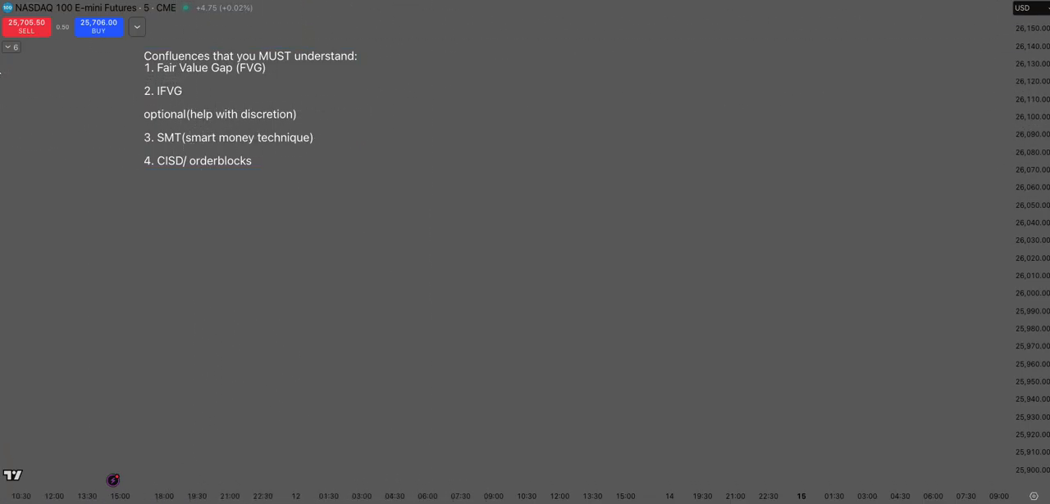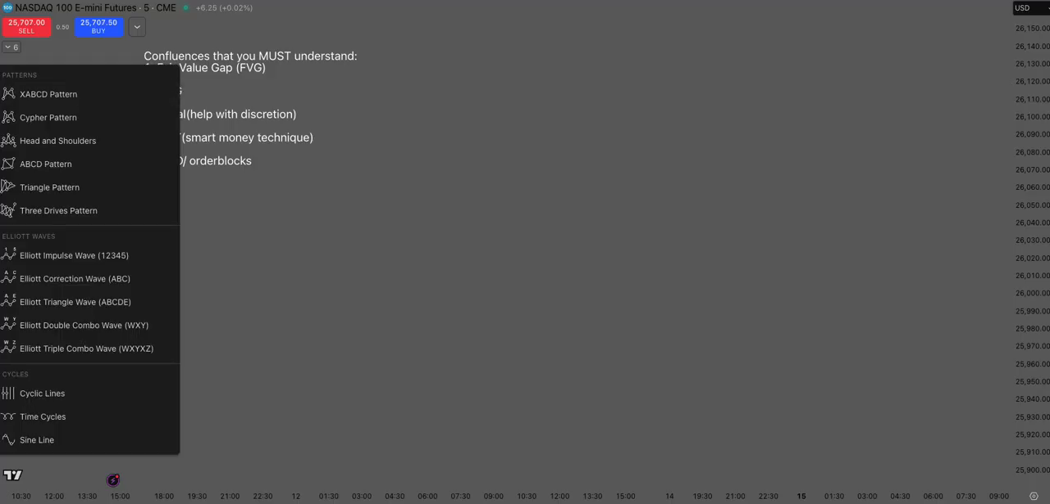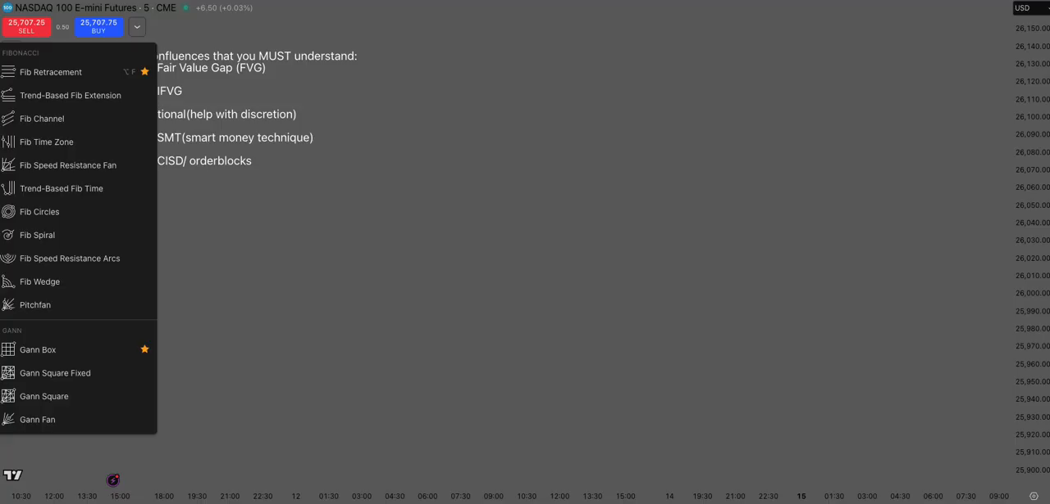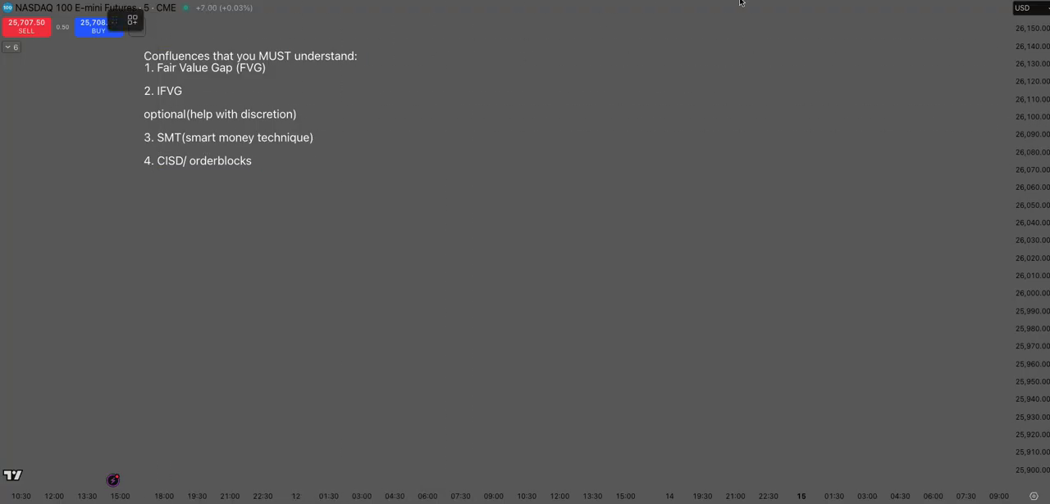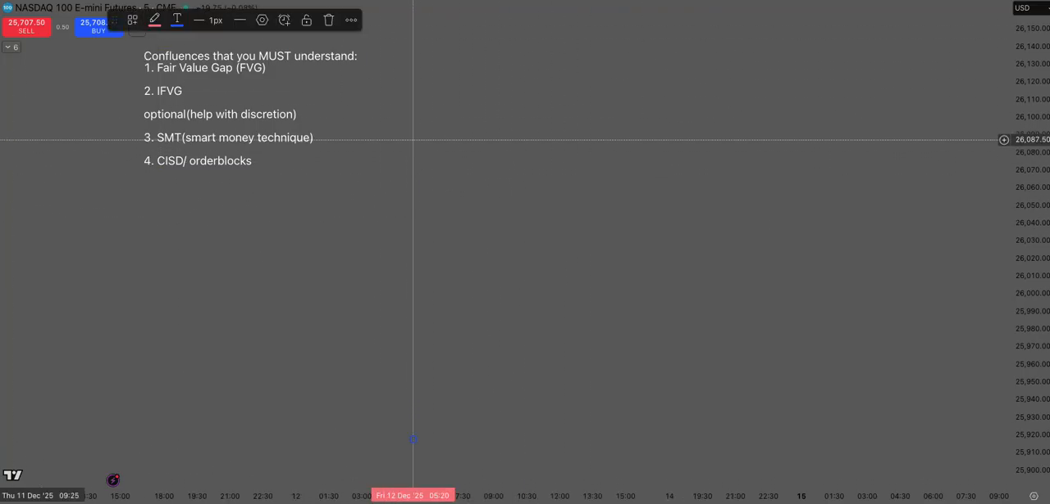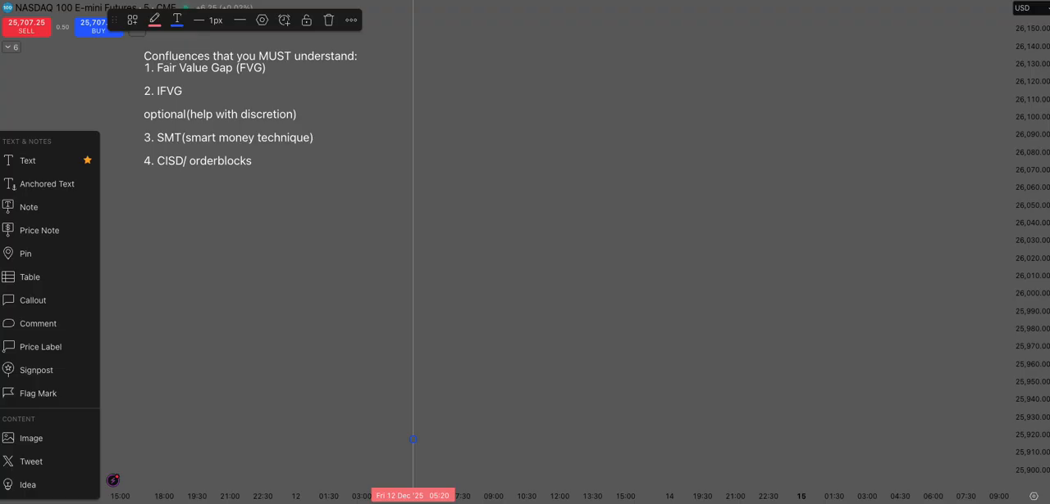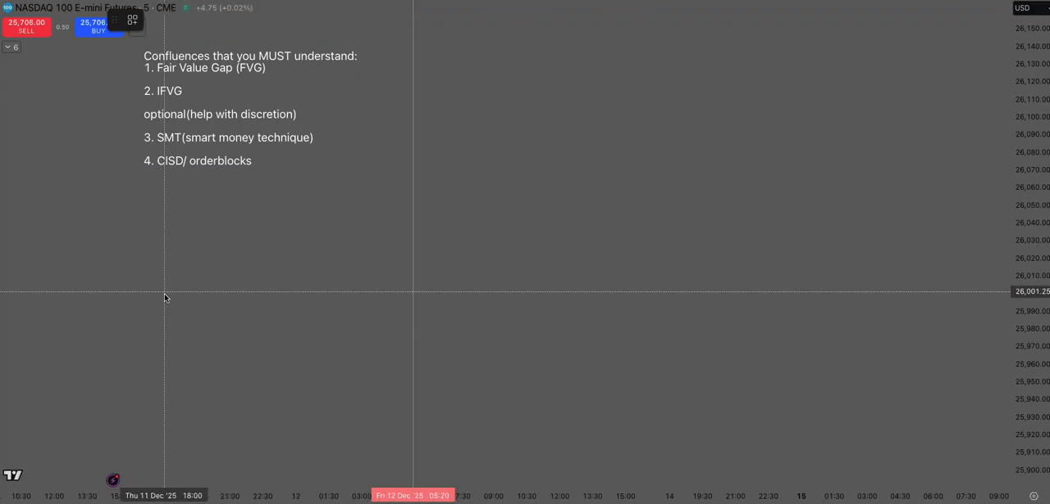The first thing you need to do with this model is honestly quite simple. I'll go over the rules as I explain it, but you're just going to wait for 9:30 to open. Let's say everything to the right of this is 9:30. You're not paying attention to price action before 9:30.